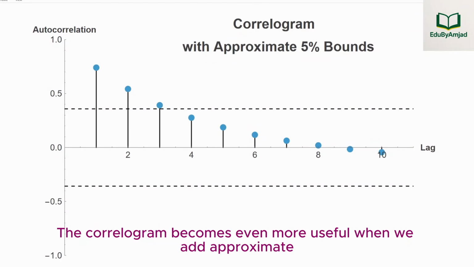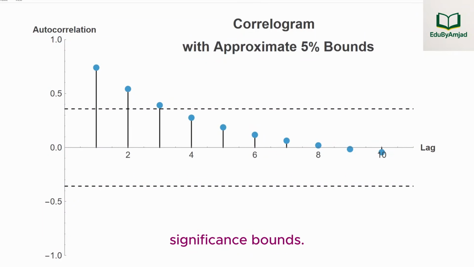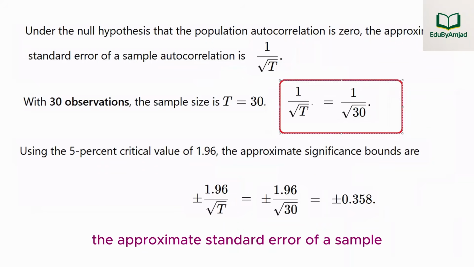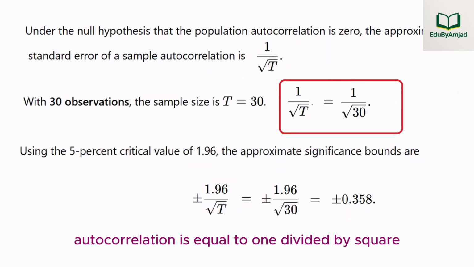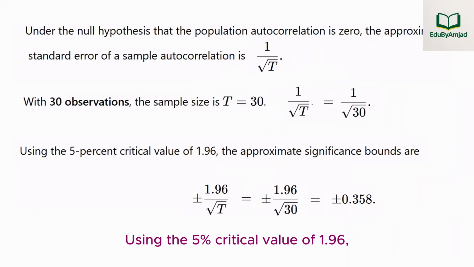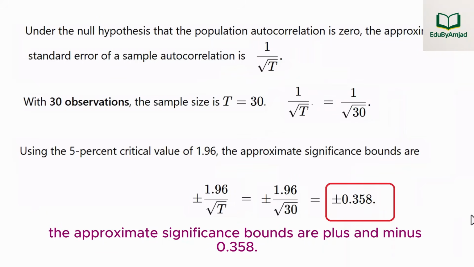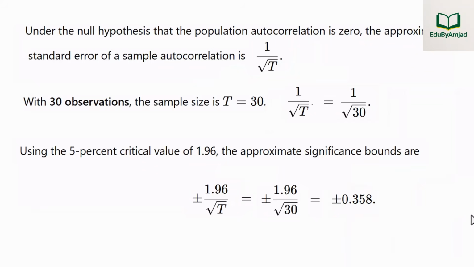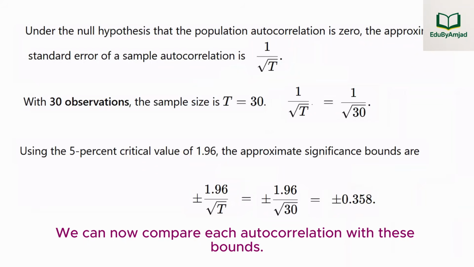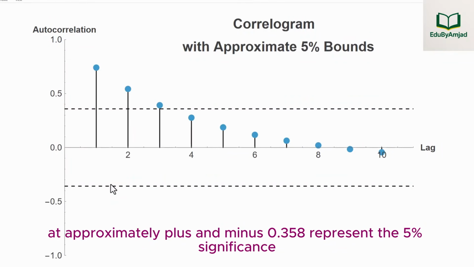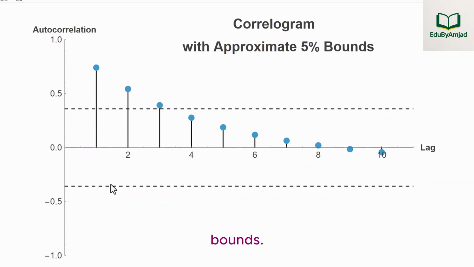The correlogram becomes even more useful when we add approximate significance bounds. Under the null hypothesis that the population autocorrelation is zero, the approximate standard error of a sample autocorrelation is equal to 1 divided by the square root of the number of observations in the sample. Using the 5% critical value of 1.96, the approximate significance bounds are plus and minus 0.358. We can now compare each autocorrelation with these bounds. The dashed lines at approximately plus and minus 0.358 represent the 5% significance bounds.